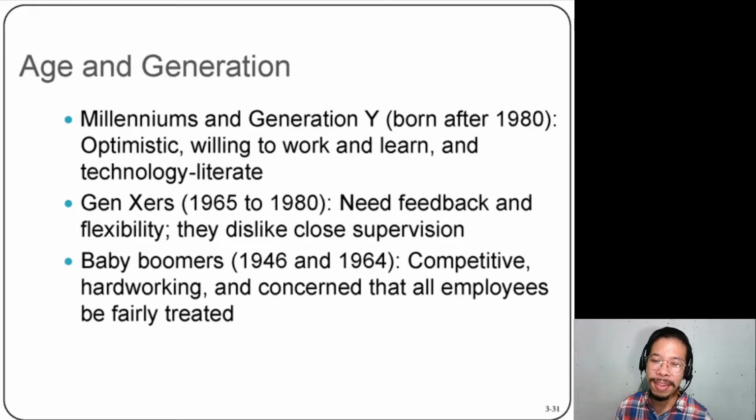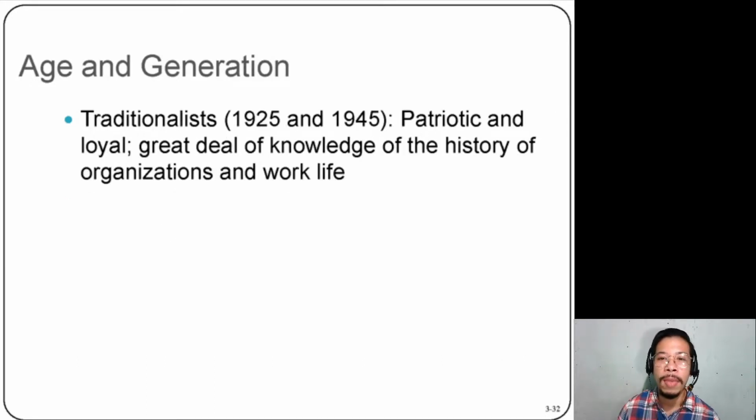And the baby boomers, 1946 to 1964, are the elderly in the workforce. They are competitive, hardworking, and concerned that all employees are fairly treated. Those are the characteristics. And we have the traditionalists. They are really the most senior in the workforce in the organization. They are patriotic and loyal, with a great deal of knowledge and history of organizational life. These individuals were born during World War II.